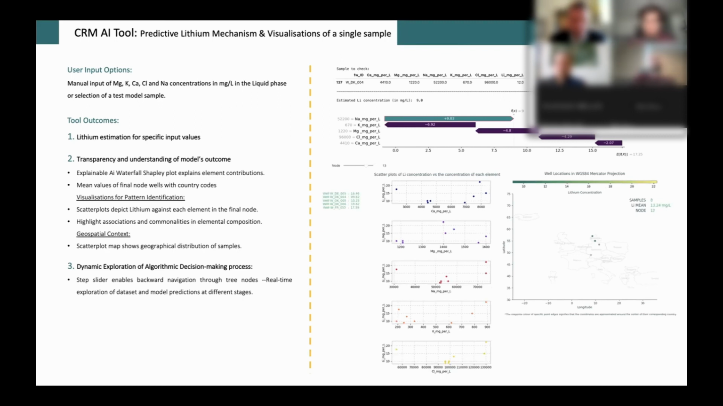At node 13, we find 8 samples with an average lithium concentration of about 13. It's noteworthy that the corresponding wells in Denmark exhibit a similar lithium average, while wells in Germany and France, despite sharing similar elemental values, show an increase in lithium concentration. This observation highlights the geographic variation in lithium concentrations, even when other elemental characteristics remain consistent.